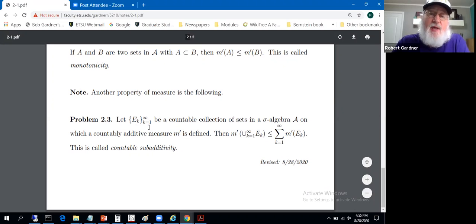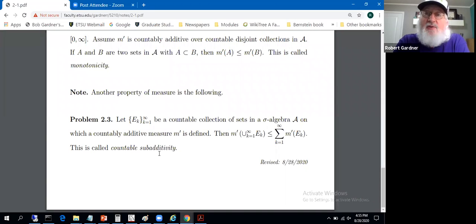It says if E sub k is a countable collection of sets in a sigma algebra A on which a countably additive measure m prime is defined, then the m prime value of the union of the E sub k's is less than or equal to the sum from 1 to infinity of the m prime values of the E sub k's. This is called countable subadditivity. It means what it says. You might be fishing for the word disjoint, but it ain't there. So there's no assumption of disjointness here.